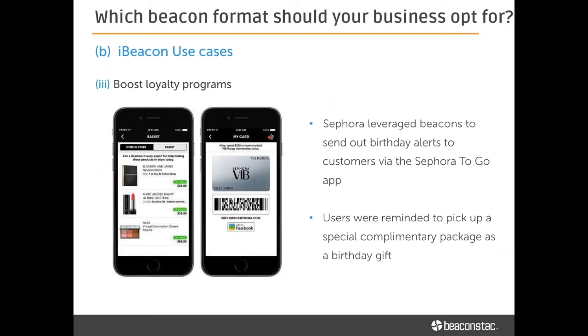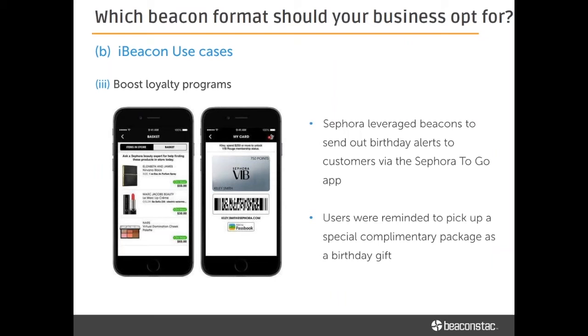And then lastly, we have a use case for iBeacon about boosting loyalty programs. The cosmetics chain Sephora leveraged beacons in a really unique, personalized way to send out birthday alerts to their customers via their Sephora To Go app. So this is a great example. It's not even the most sophisticated of use cases, but it really delivers a really delightful experience for customers.